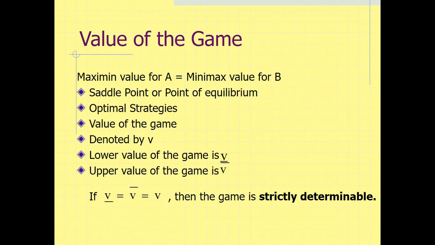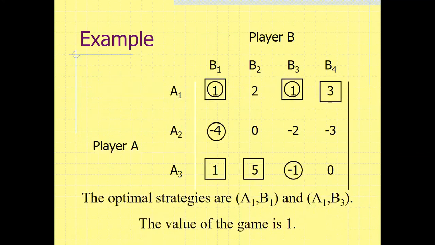Now let us discuss the value of the game. If the maximin value of player A equals the minimax value of player B, then the game is said to have a saddle point, and the corresponding strategies are called the optimal strategies, and the amount of payoff at an equilibrium point is known as the value of the game and is denoted by V. So in this example, the value of the game is 1.